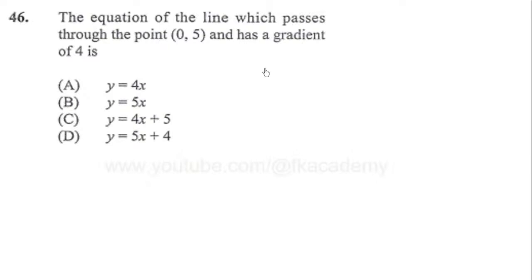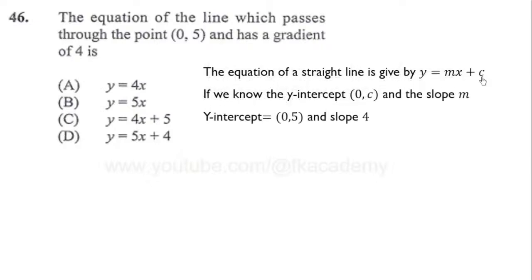Now the 46th item: the equation of the line which passes through the point (0, 5) and has a gradient of 4 is. The equation of a straight line is given by y equals mx plus c, where m is the slope, which is the gradient, and c is the y-intercept. Comparing with the given values, we have c equals 5 and m equals 4. Plugging into the equation, we get y equals 4x plus 5. So the correct choice is option C.